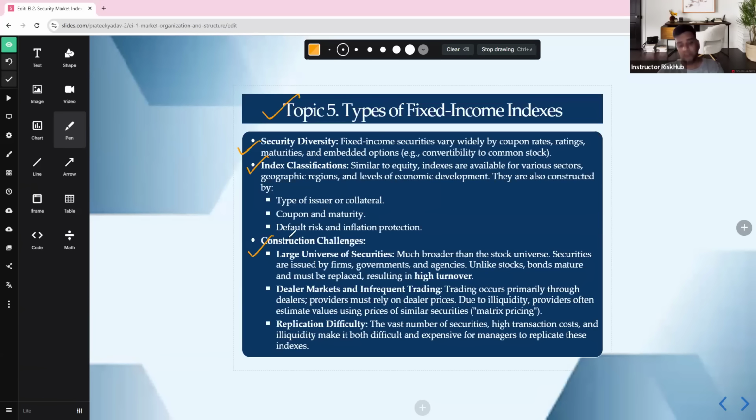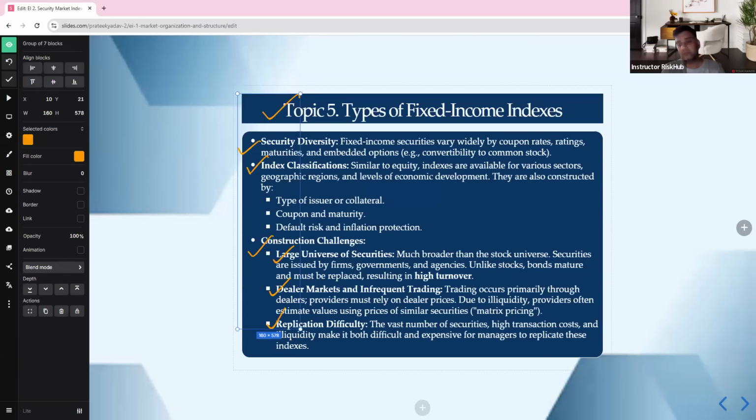Massive universe, bonds keep maturing, replacement leads to high turnover. There is illiquidity, right? Many bonds don't trade daily, so use matrix pricing, which is approximate. Replication difficulties: your ETFs struggle more versus equity, with thousands of bonds, illiquid, high transaction costs. Equity index is easy to replicate, bond index difficult and costly, right? So that's the type of thing which you have to understand.